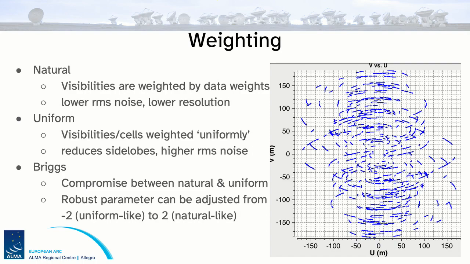Uniform weighting will instead weight the visibilities by their density in the UV plane. Because regions in the UV plane with higher UV coverage will be given more weight, this tends to reduce the sidelobes of your data, but it can increase the RMS noise. Briggs weighting is a compromise between natural and uniform weighting, and the robust parameter adjusts the relative importance between uniform-like or natural-like weighting. The imaging pipeline will select that which provides the best compromise between noise and resolution, and this is typically a robust parameter of 0.5.